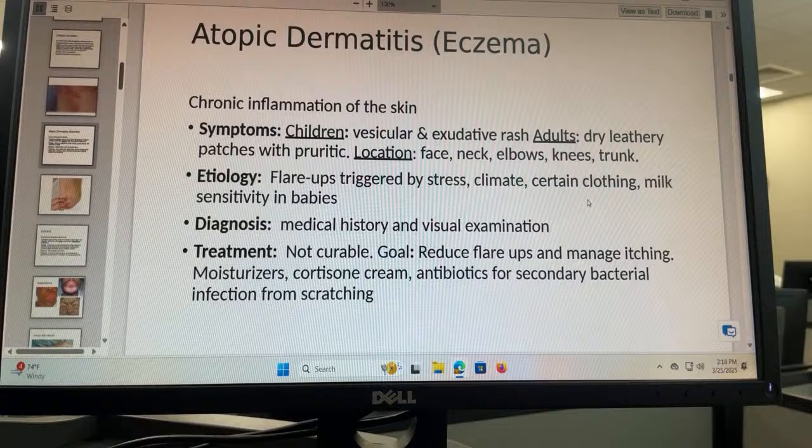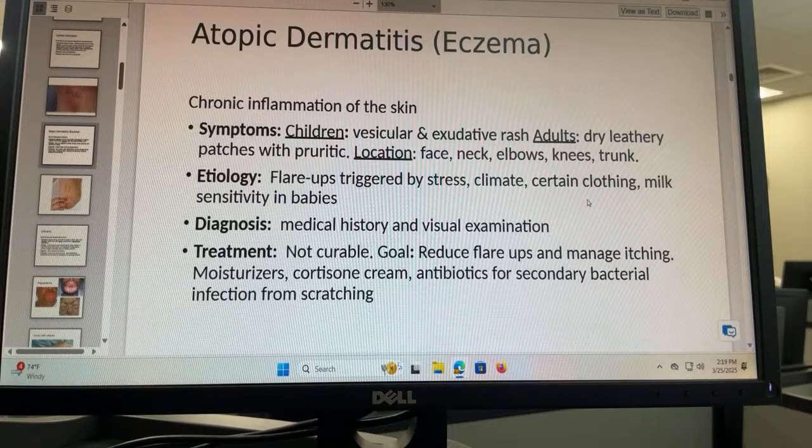What causes it is different flare-ups, and each person has different things that trigger it for them. For some people it's stress, for some it's the climate, so either hot or cold changes in temperature. Certain clothing materials like wool are a common cause of eczema. With babies, it tends to be a milk sensitivity, so you try to figure out if it's breast milk or a certain formula that they're using that's causing it.